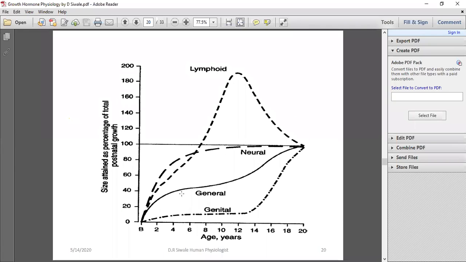Okay, so there's nothing much here. We are just trying to depict the fact that growth hormone does not cause the same growth in all the cells. They grow at different rates.